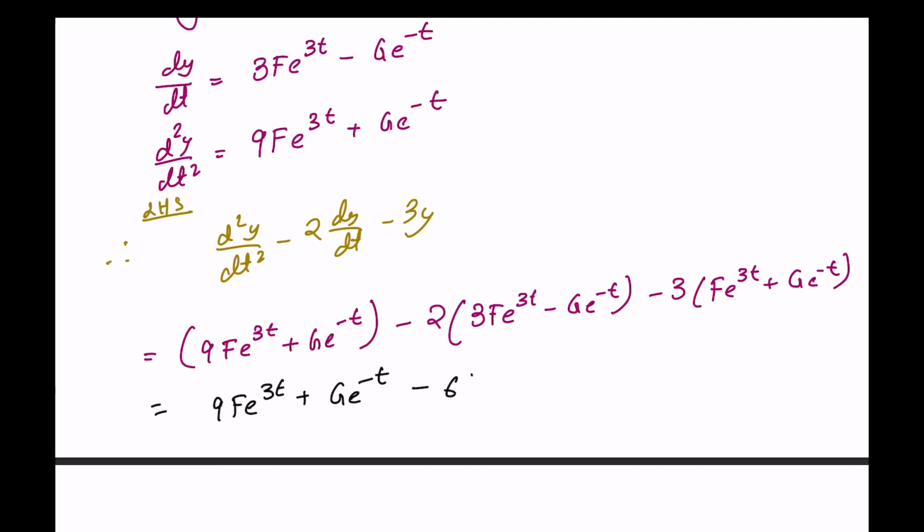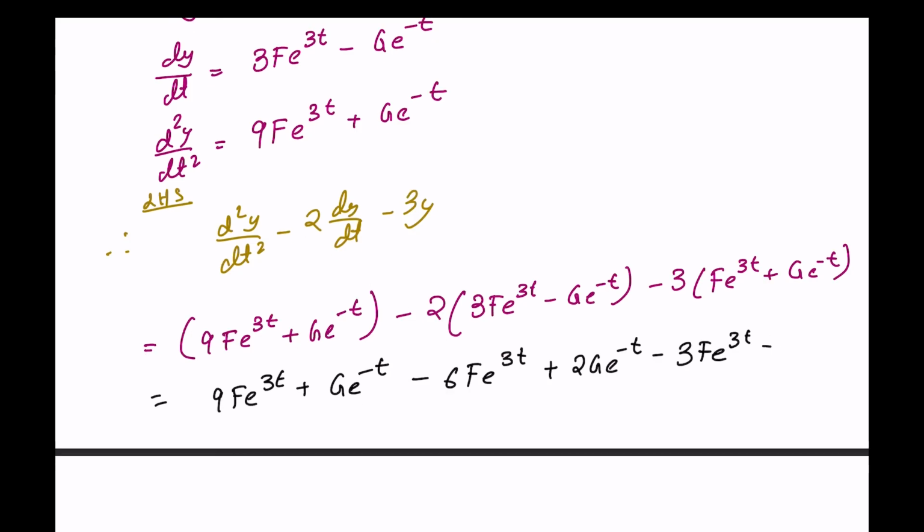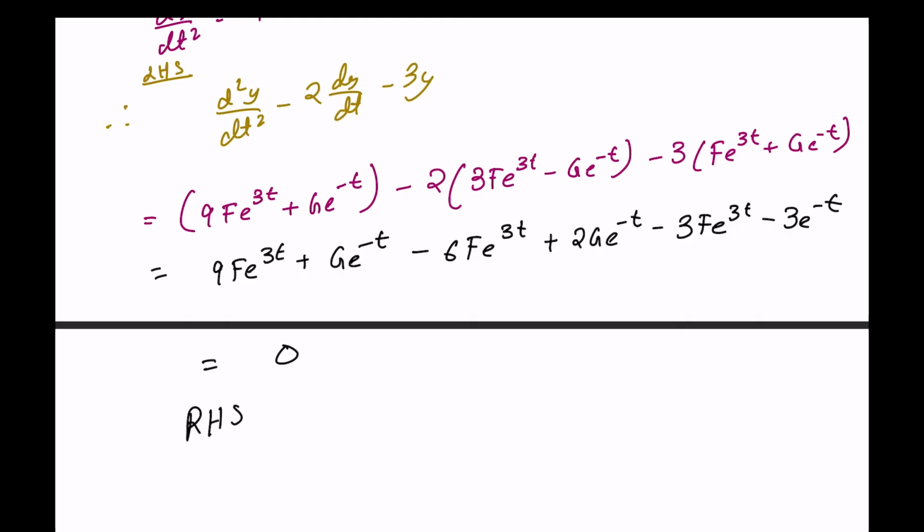This will become minus 6f e to the power of 3t, plus 2g e to the power of minus t, minus 3f e to the power of 3t, while the last term would be minus 3g e to the power of minus t. Now see, the 9f e to the power of 3t will get cancelled by these two terms, and the g terms will get cancelled by these two terms. So overall it ends up with 0. RHS is also equal to 0. Hence the solution is true.